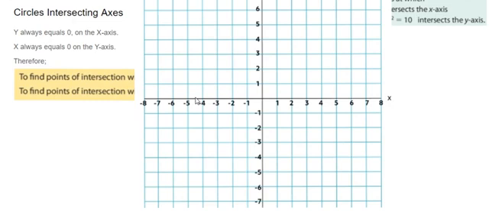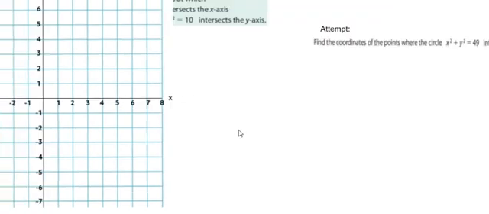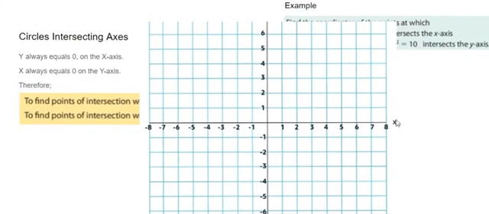Hi guys, so this is a video about circles intersecting axes. So you know that we've got an x-axis and we've got a y-axis on every coordinate graph. The x-axis is always the one going across, and the y-axis is the one going up and down. So if you read over here, circles intersecting axes: the y always equals 0 on the x-axis, and x always equals 0 on the y-axis.